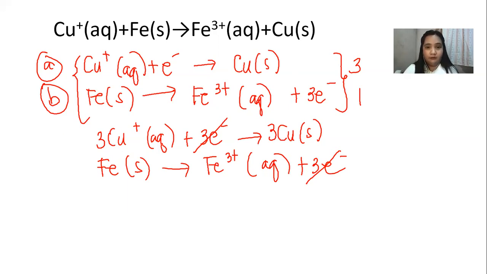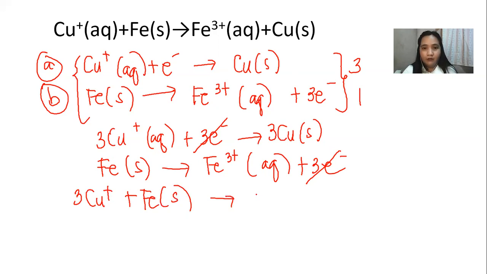So on the reactant side, we have 3Cu2+ plus Fe equals 3Cu plus Fe3+. Okay, as I've said in my previous slides, how do we check if what we did was correct? You have to balance the number of elements, and also the oxidation numbers or the charges.